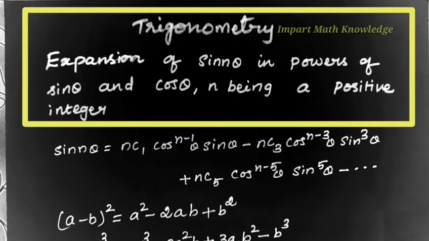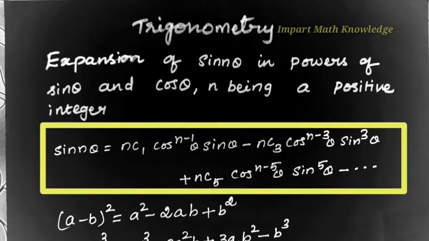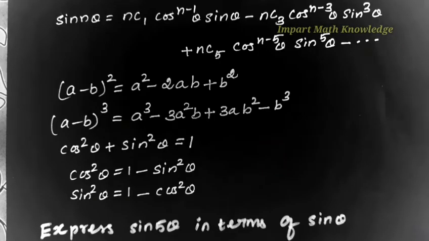Here, we are going to discuss expansion of sin nθ in powers of sin θ and cos θ. Check the previous video for cos nθ. The formula for sin nθ is nC1 cos^(n-1)θ sin θ minus nC3 cos^(n-3)θ sin³θ plus nC5 cos^(n-5)θ sin⁵θ minus etc. The problem is: express sin 5θ in terms of sin θ.